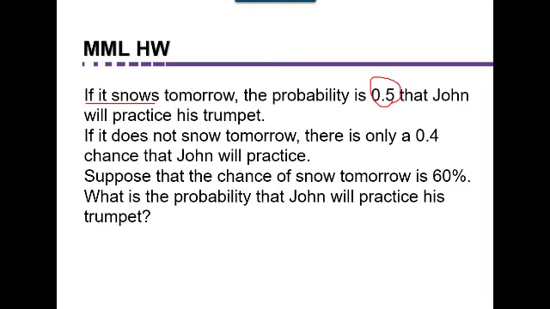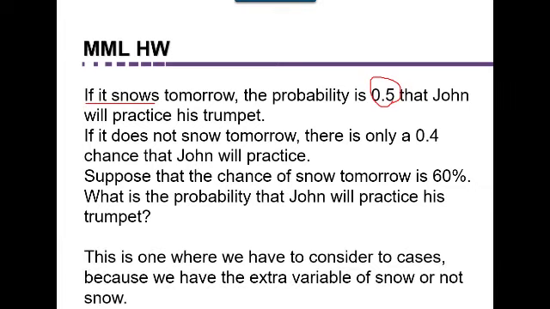Okay, this example I really like because it combines some concepts that we've learned. So it makes it a little bit tricky, but I think once you see it, you'll understand. It says, if it snows tomorrow, the probability is 0.5 that John will practice his trumpet. If it does not snow tomorrow, there is only a 0.4 chance that John will practice. Suppose that the chance of snow tomorrow is 60%. What's the probability that John will practice his trumpet?